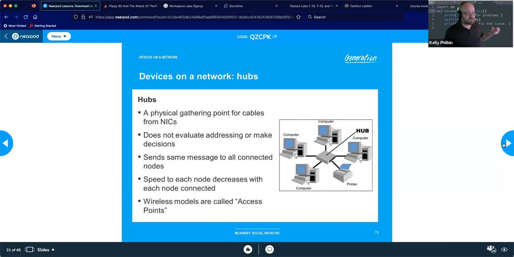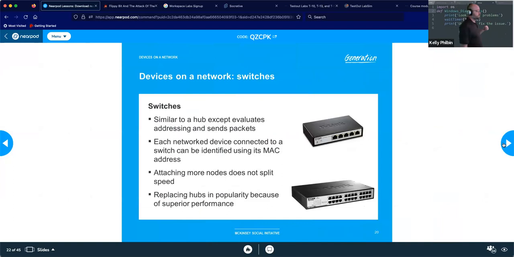So we have to step it up to the switch. Now the switch operates in the same location as a hub would. So we would basically just pull the hub out of a network and put a switch in its place. And it's actually one of the fastest ways to improve a network if they are using hubs. Just replace the hubs with switches and everything works a lot faster.